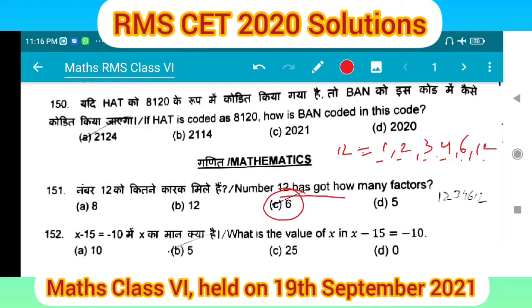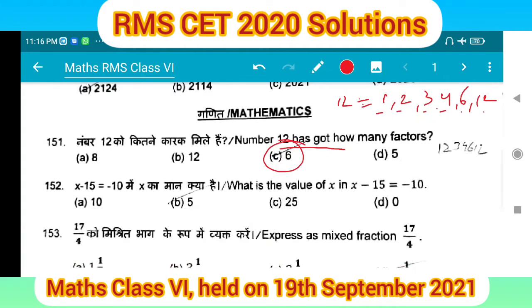Very simple. x minus 15 is equal to minus 10. What is the value of x? Very easy. x minus 15 is equal to minus 10 means x is equal to, by transposing to the RHS, minus 10 plus 15. So 15 minus 10 means 5. x is equal to 5.